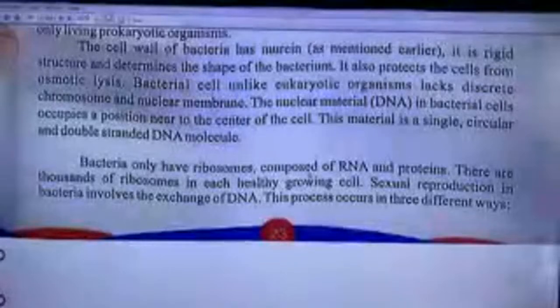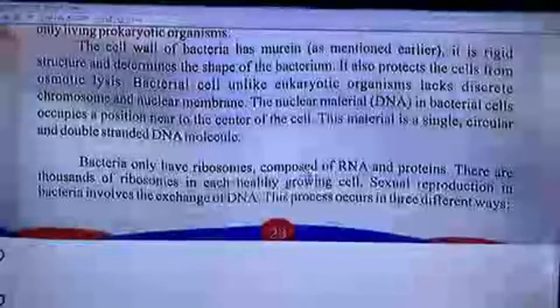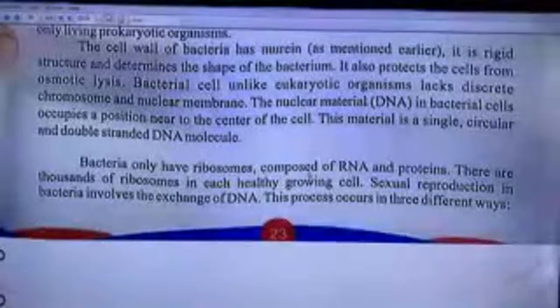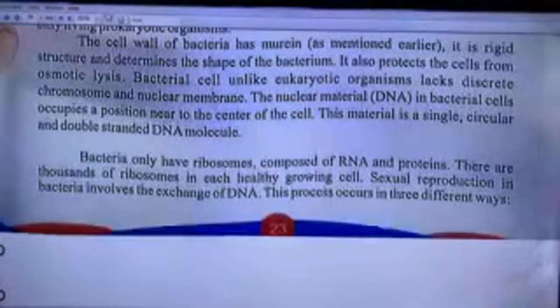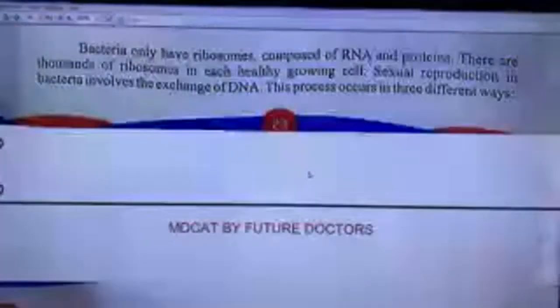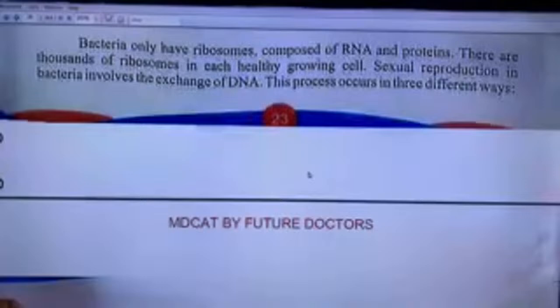A bacterial cell, unlike eukaryotic organisms, lacks discrete chromosomes and nuclear membrane. The nuclear material, DNA, in bacterial cells occupies a position near the center of the cell. This material is a single, circular, double-stranded DNA molecule. Bacteria only have ribosomes composed of RNA and proteins. There are thousands of ribosomes in each healthy growing cell. Sexual reproduction in bacteria involves exchange of DNA. This process occurs in three different ways.